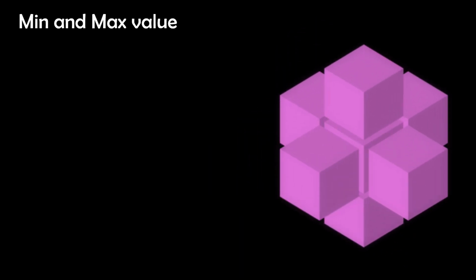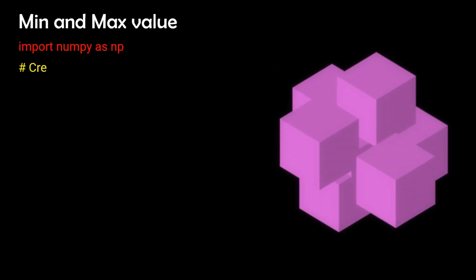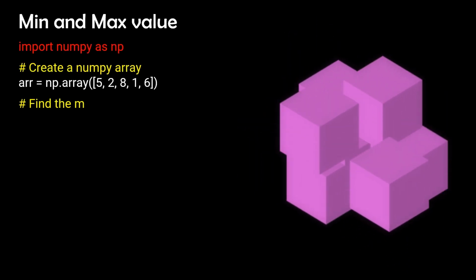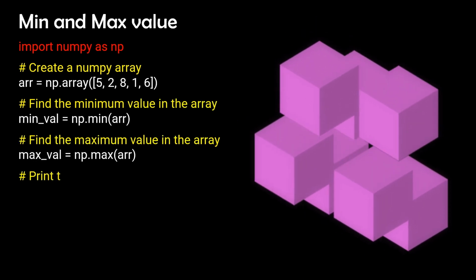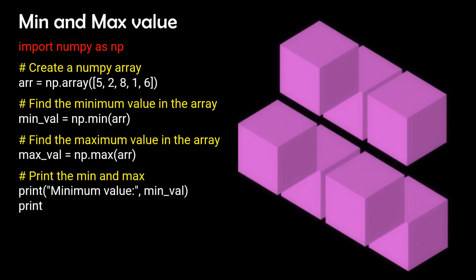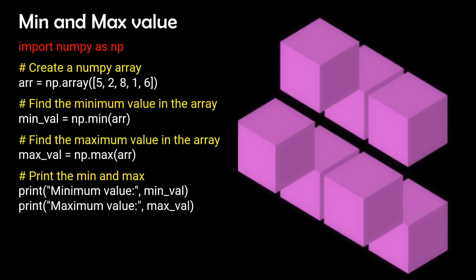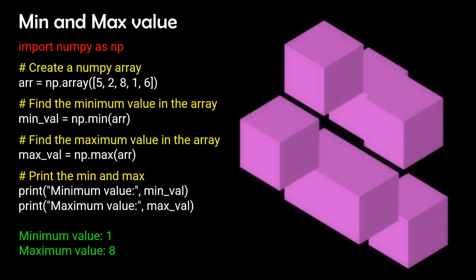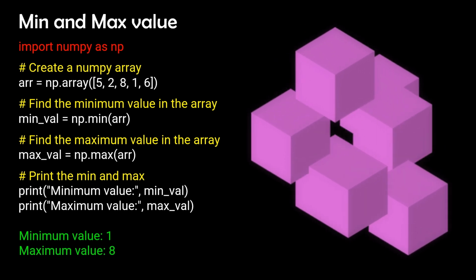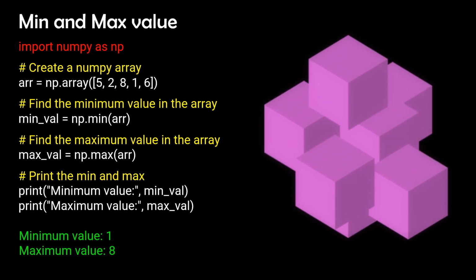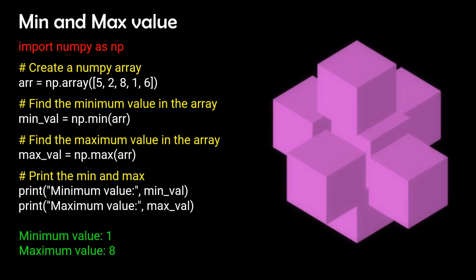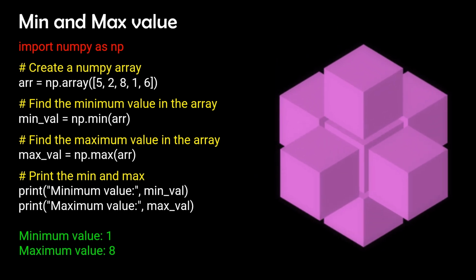In this example, we will calculate the min and max value of a NumPy array. We first imported the NumPy library using import numpy as np. Then, we created a NumPy array ARR with some integer values. To find the minimum and maximum values in ARR, we used the np.min and np.max functions respectively. These functions return the minimum and maximum values in the array as a single scalar value. We printed the minimum and maximum values using print statements.